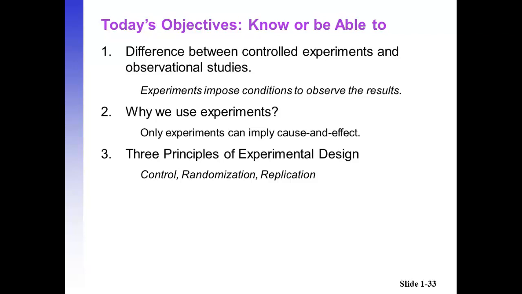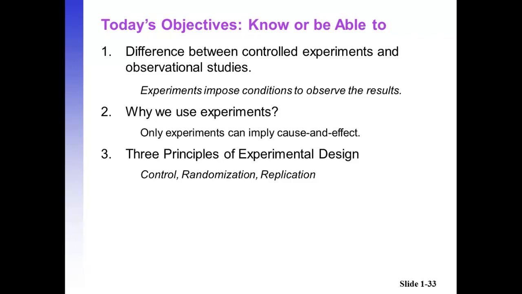Well, that ends our lesson on an introduction to experimental design. At this point, you should know the difference between controlled experiments and observational studies, namely that experiments impose conditions so that we can observe the results, while with observational studies, we merely observe what is already there. Why do we use experiments? Because only experiments can imply a cause and effect relationship.